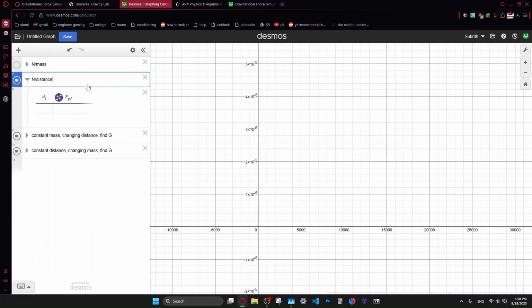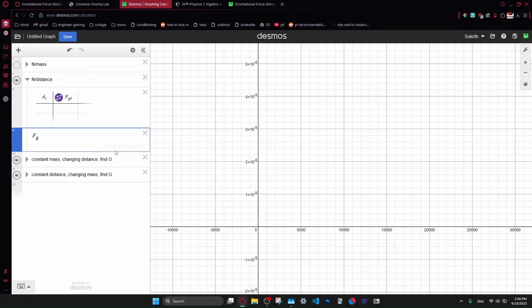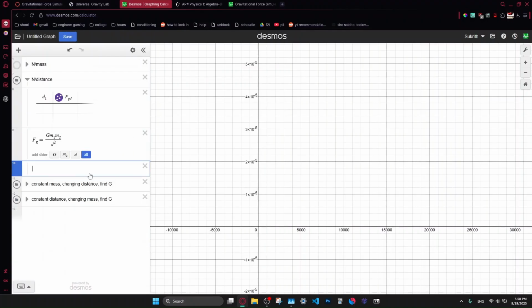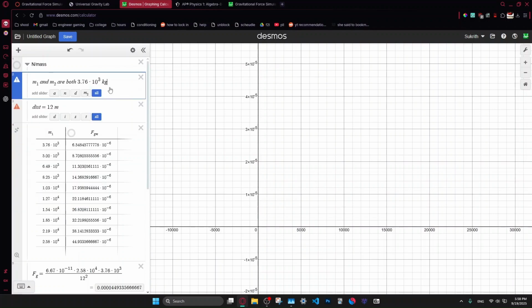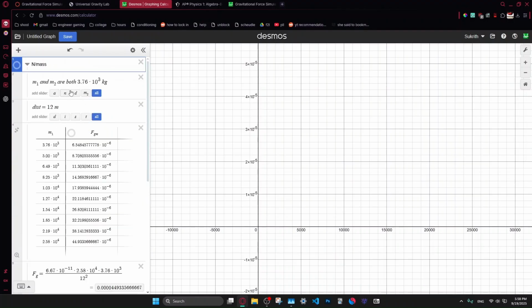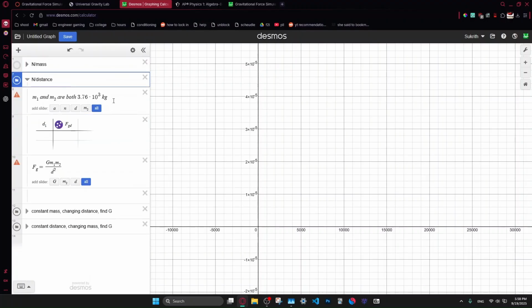Alright, and for our calculation purposes, we're going to bring back the formula. So F of g equals G m1 m2 over d squared. And we shall let the math commence. So just to make sure, actually we're gonna bring our constants back. So m1 and m2 are still both that to start off with, and the distance is 12 to start off with.